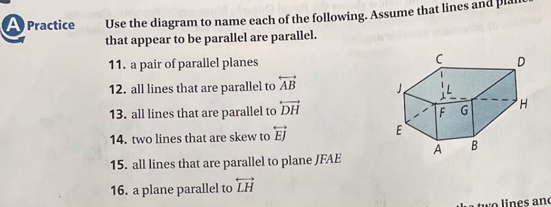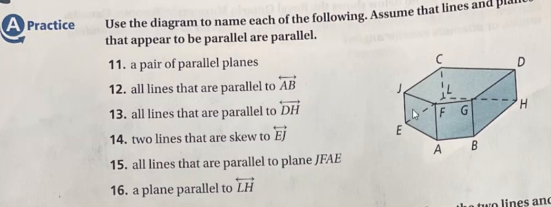Now, as far as the EJ is concerned, it's similar to the DH question. So two lines that are skew to EJ. Now, skew lines are non-coplanar. They are not parallel and they do not intersect. That's what skew is. So if I look at EJ over here, I'm going to identify those that are possible, that are not parallel, and they do not intersect.